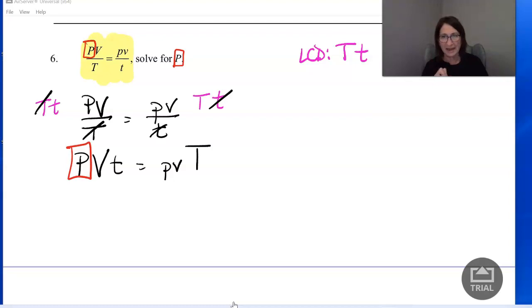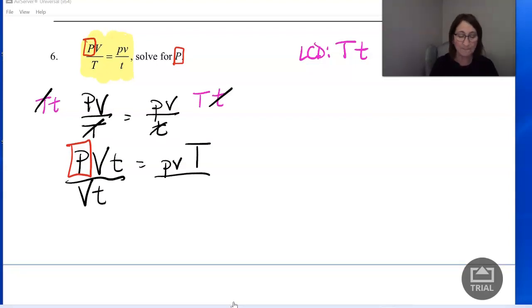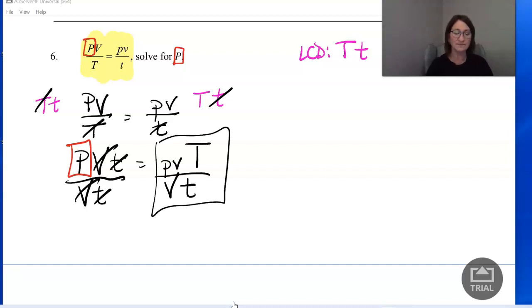That's the only variable I have. The rest of them you have to consider as if they're constants. So anytime I've got a coefficient, which is what the V and the T are, I just divide both sides by that coefficient. That's what P is equal to. That is my answer. Okay, let's do another one.